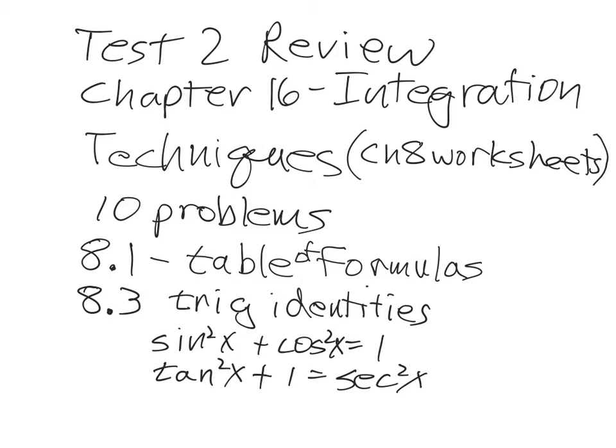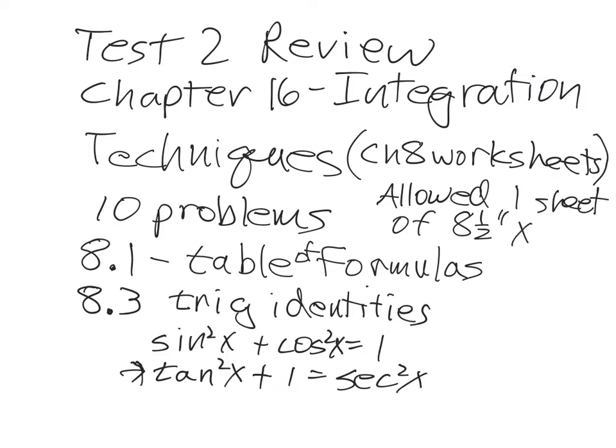You will be allowed a sheet of paper, so you might want to write those formulas down just to make sure, especially on this one, get the sign the correct way. I always have to double check, is it tangent squared plus 1 or is it minus 1? 8.5 by 11 inches, both sides.